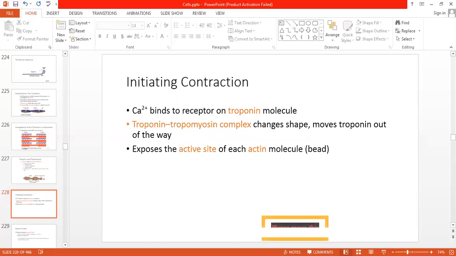Initiating contraction: calcium binds to receptors on the troponin molecule. The troponin-tropomyosin complex changes shape and moves tropomyosin out of the way, exposing the active site of each actin molecule.